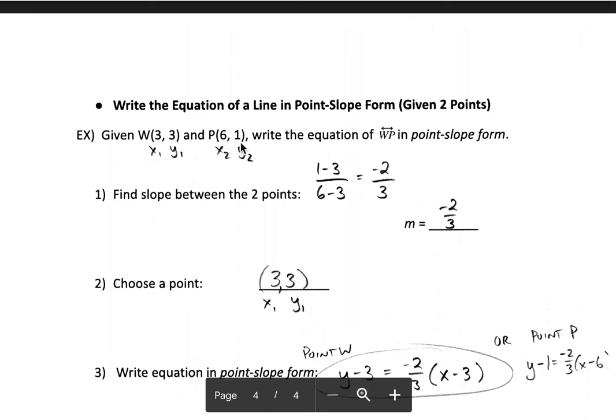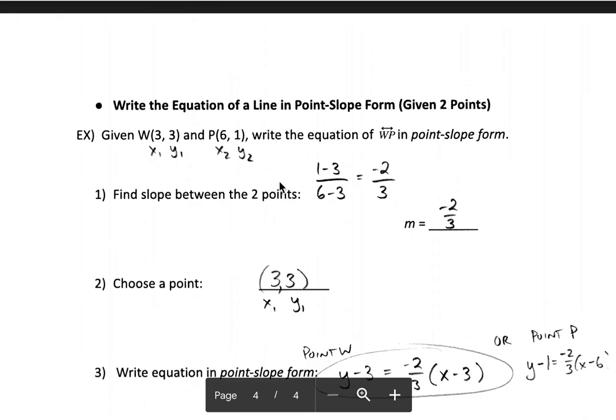So let's find the slope. Let's subtract our y values on top. 1 minus 3 gives us negative 2 for our change in y, down 2. And our difference in our x's, 6 minus 3, gives us our change of x of 3. So we're going to go down 2, right 3, and we have a slope of negative 2/3.